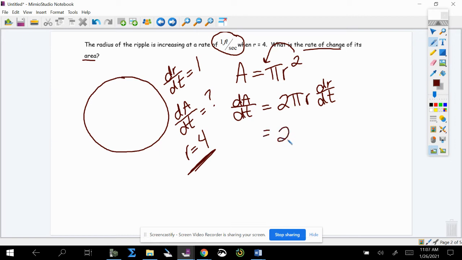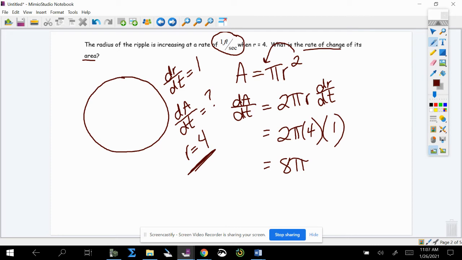So now we're going to put in what we know. We know that I want to know what's happening when my radius is 4. We also know that my dr/dt is 1. So you're going to multiply this up. I would just leave pi in your answer. I would not take the time to multiply out pi. So your answer for dA/dt is 8 pi.